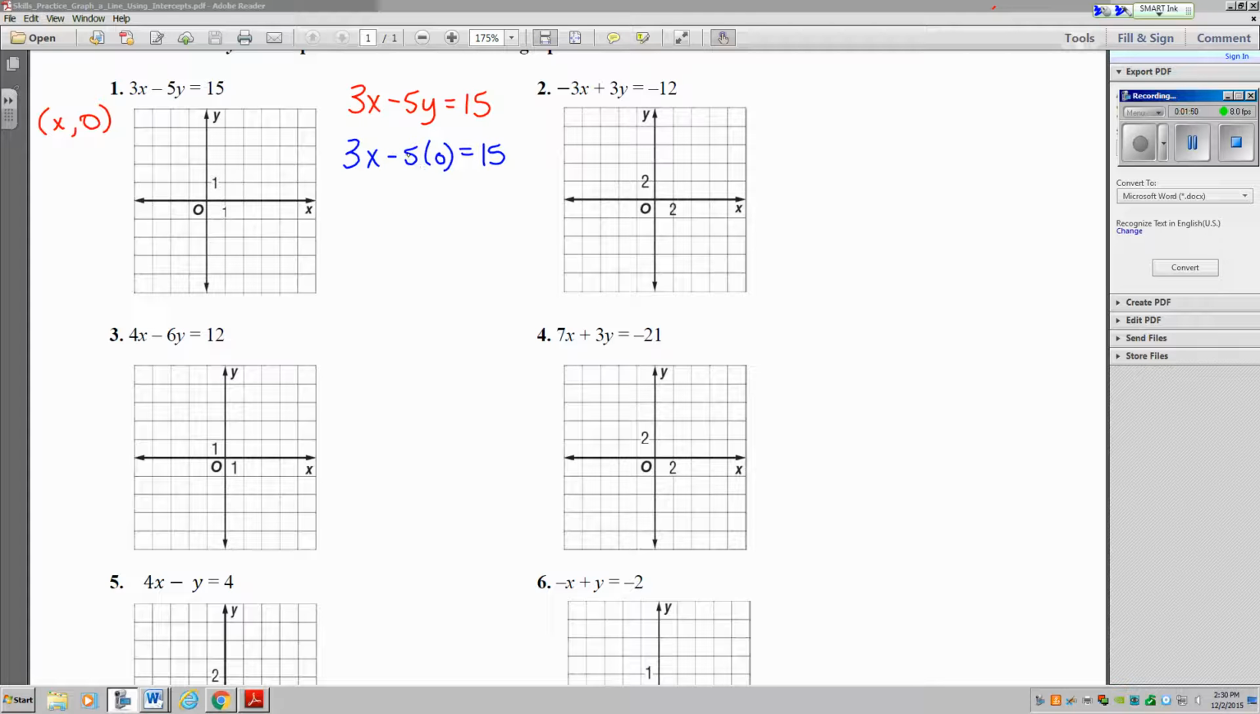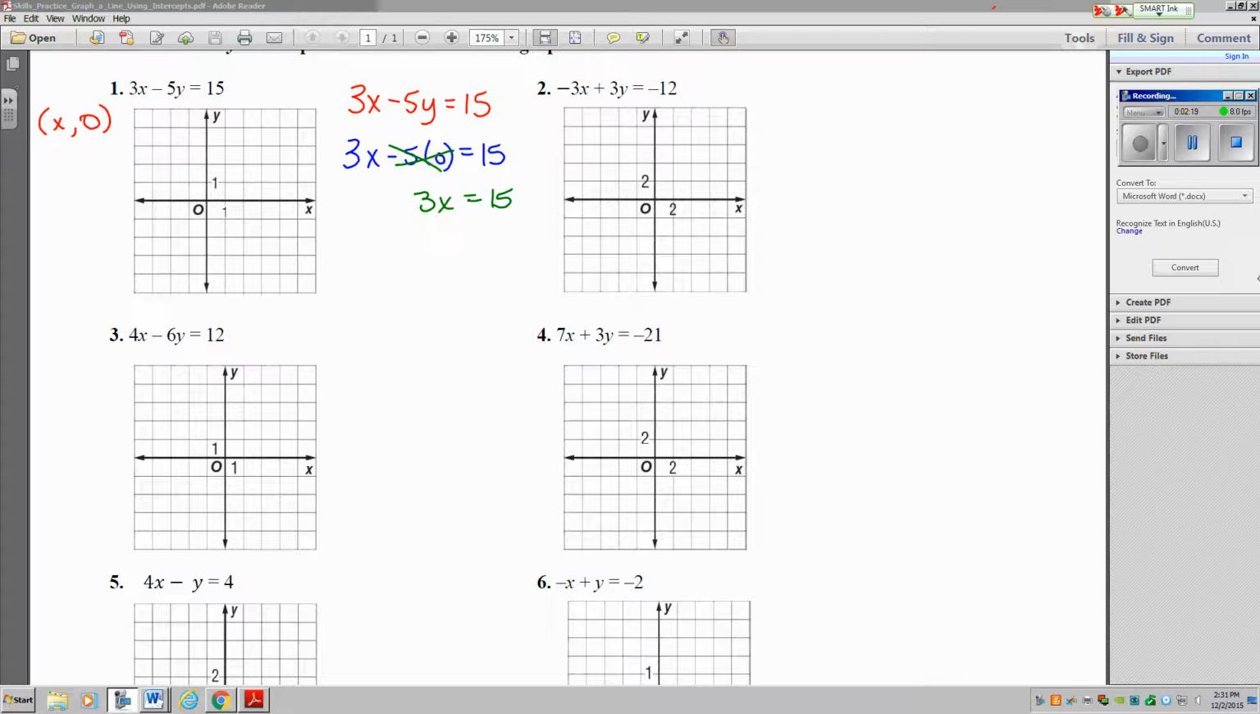Okay, the negative 5 times 0, that cancels out. That just disappears because it becomes negative 5 times 0 is 0. And 3x plus 0 is simply 3x. So when we know the y value is 0, what happens then to the y term is it disappears. It kind of goes away, so to speak. It becomes 0. It becomes nothing. So that would just leave us with the x term, the 3x.